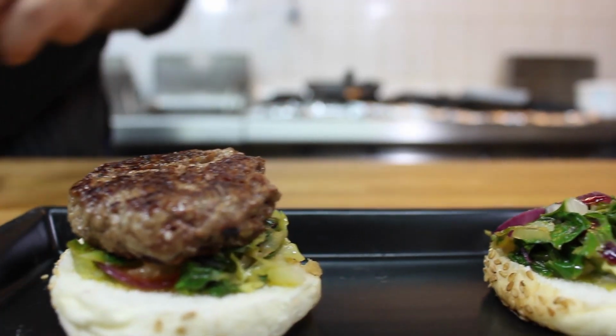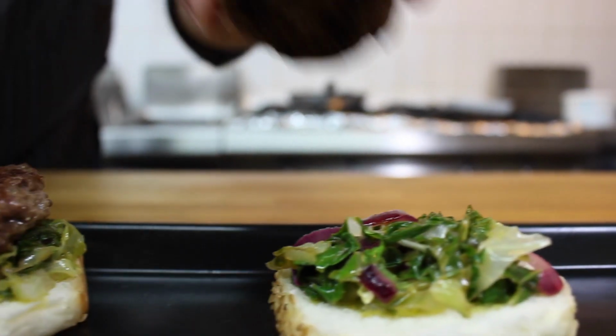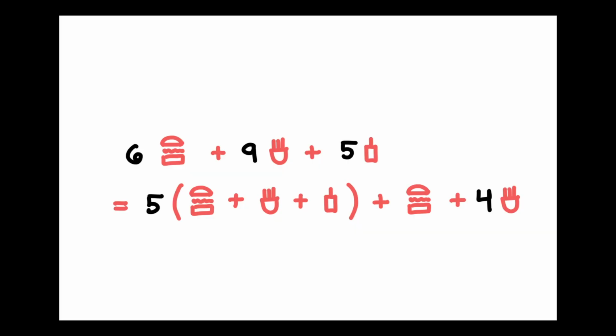My second example is ordering food at a local restaurant. I could order 6 sandwiches, 9 fries, and 5 drinks, but it would actually be cheaper to buy 5 meals, which each include fries, sandwiches, and a drink, and then order the other sandwich as an extra and the other 4 fries also as extra.